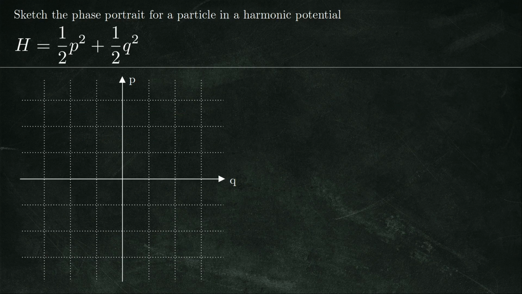For our second example, this is a particle in a harmonic potential or a quadratic potential. I think you've seen this before, but I've taken out all the constants just to make it easier to plot. So have a go plotting the phase portrait for this on your own, and then I'll go through the solution.